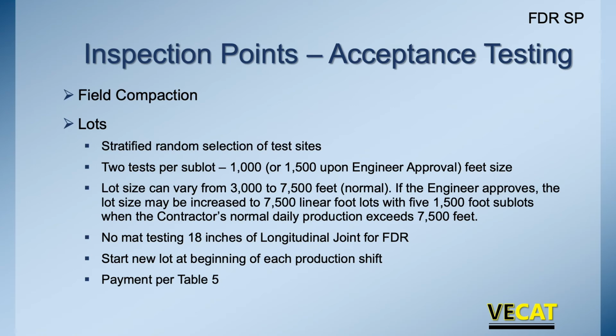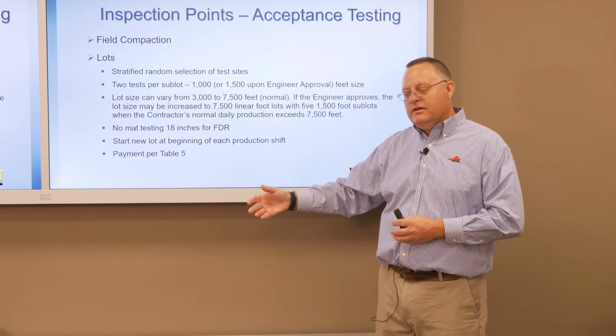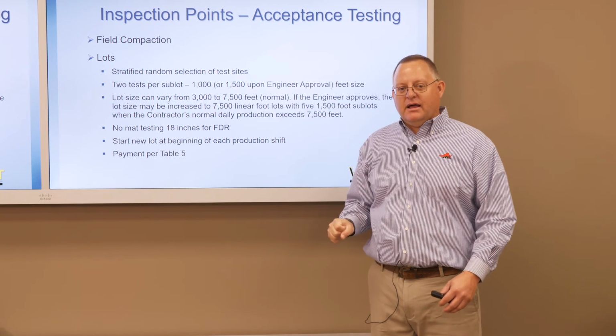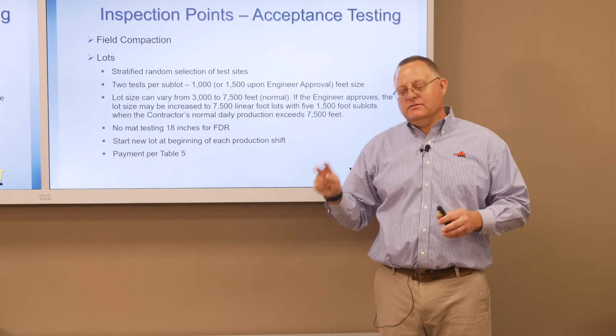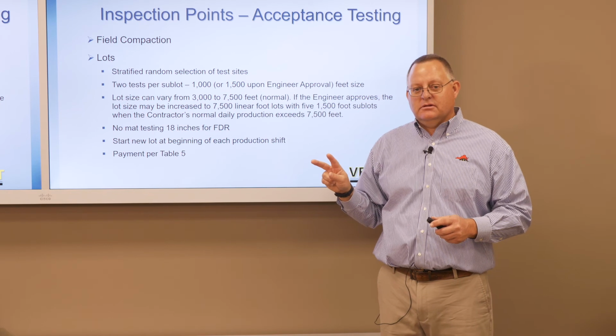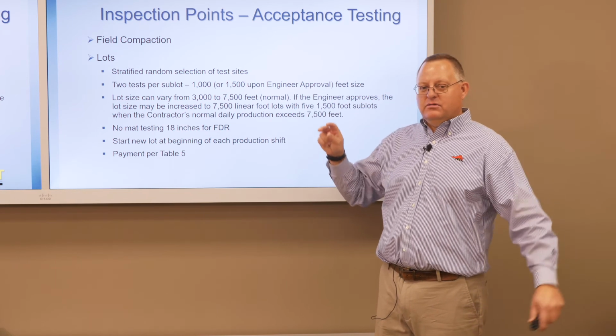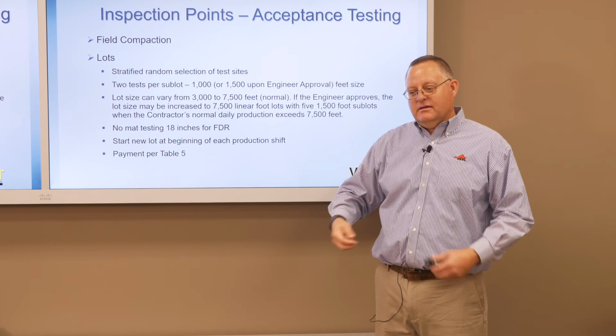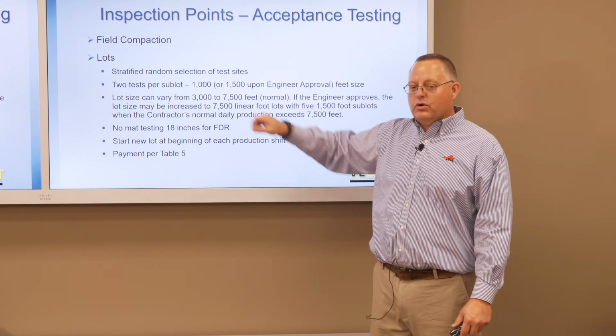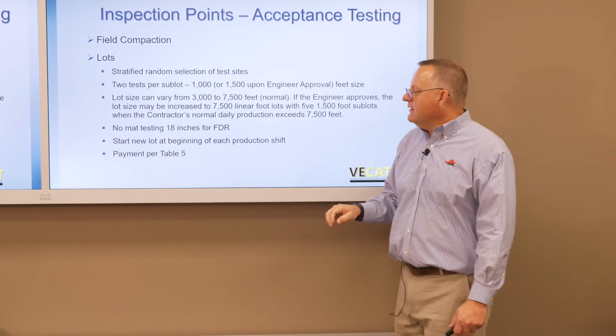That way we ensure that there's very little or no bias in the testing itself because we're not looking for the best areas or we're not looking for the worst areas. We got 2 tests per sublot. So what does that mean? Well, a lot can be 5 sublots, 5 1,000-foot sublots. In that 1,000 feet, we're going to test 2 random locations. So it can be anywhere from 0 to 999 feet that randomly selected that we're going to check the density to make sure it's right.